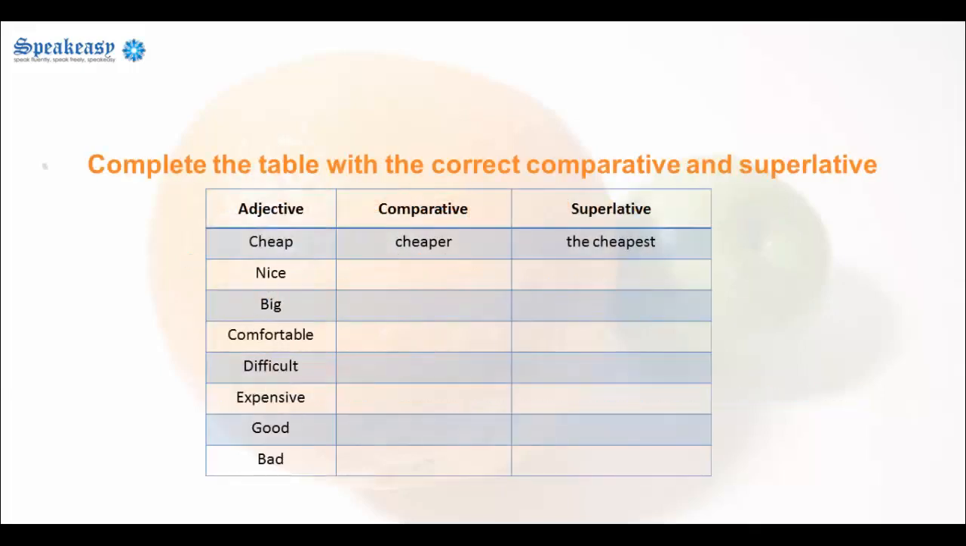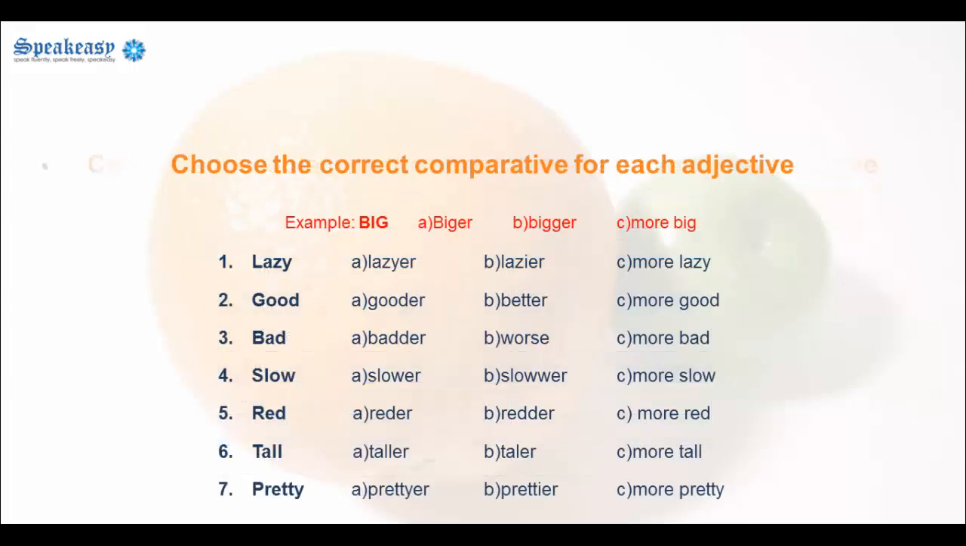Complete the table with the correct comparatives and superlatives. Choose the correct comparative for each adjective. For example, big becomes bigger.